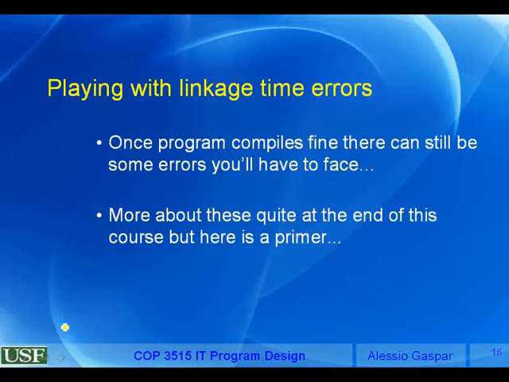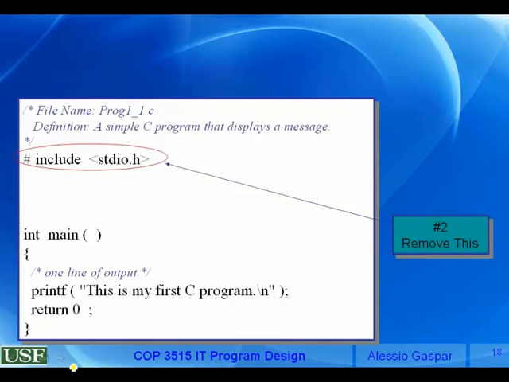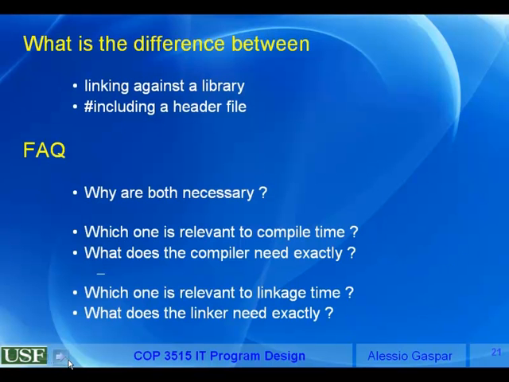The second part will be understanding link time errors. Second or third part, I lost count. Linking errors: we are going to misspell printf, for example, put an uppercase P. We are going to remove pound include. We are going to call a function do work here that we never define anywhere. And this is it for the linkage. Now this last slide here is going to open up questions.